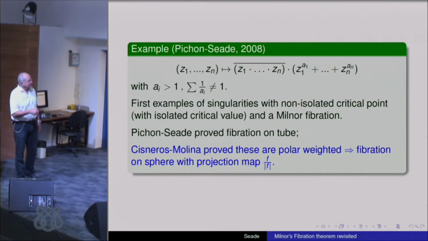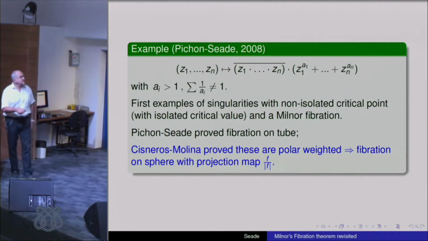Now, another example, these were studied by Anne Pichon and myself. You have a usual Fan-Briscoe singularity, but now you multiply by all of this. We proved that you had a Milnor fibration in a tube. But then later, Cisneros Molina showed that these singularities actually are polar weighted, and therefore, from that, he deduced that you had a Milnor fibration on the sphere with projection map this one. And these have isolated critical value if you have these conditions on the exponents. So almost for all exponents.